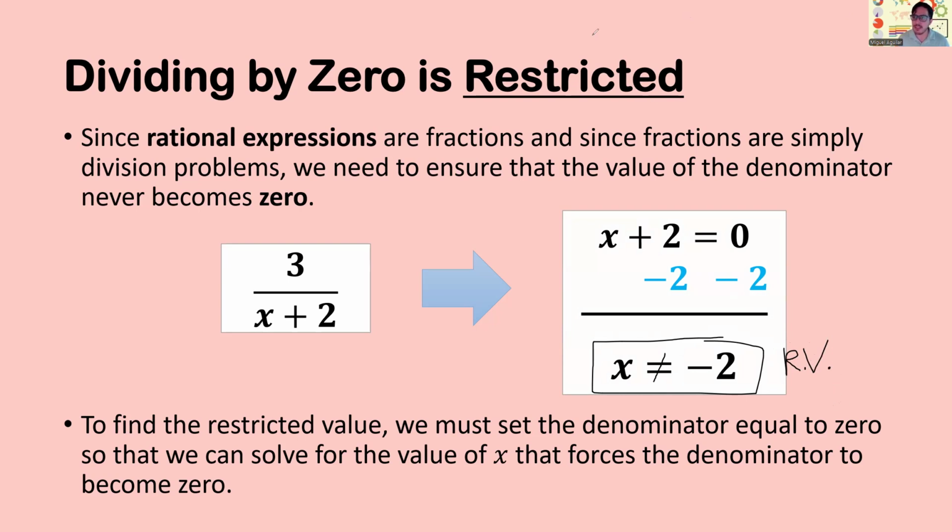So to figure out what's going to cause the denominator to zero out, I'm just going to take the x plus 2, or whatever the denominator is, set it equal to 0 and then solve that equation. Once I solve that equation, I'll be able to figure out that x actually cannot be equal to -2. And then we're going to say -2 is our restricted value, and I'm going to abbreviate that as RV so that I don't have to write restricted value out over and over again. It doesn't matter what rational expression you get, to find the restricted values, you will always set the denominator equal to 0 and then solve that equation. Okay. And we'll do an example here in a little bit.